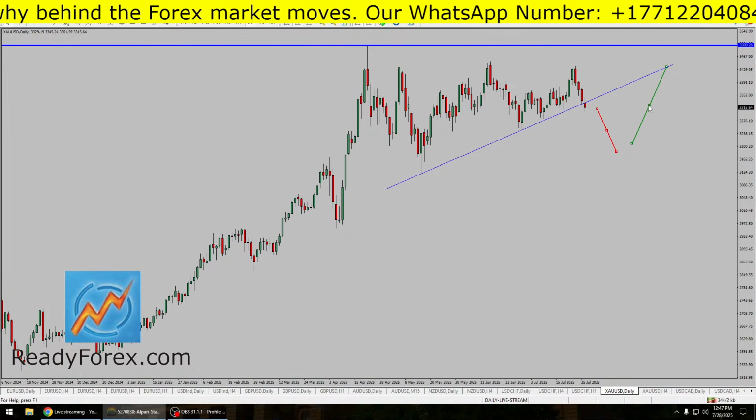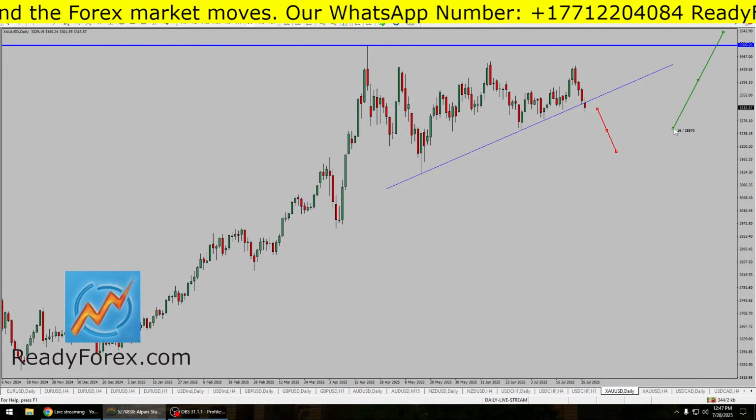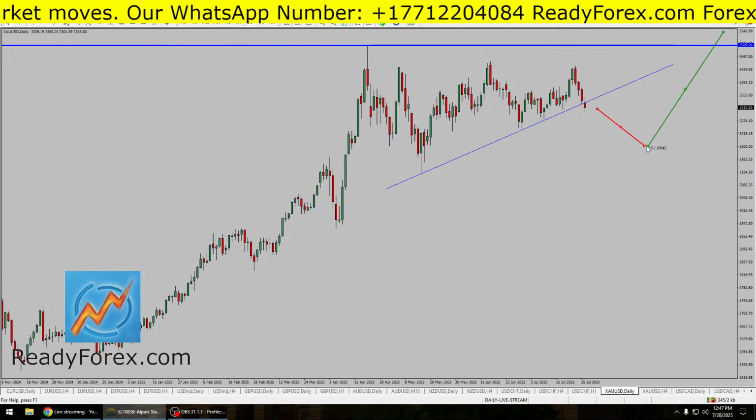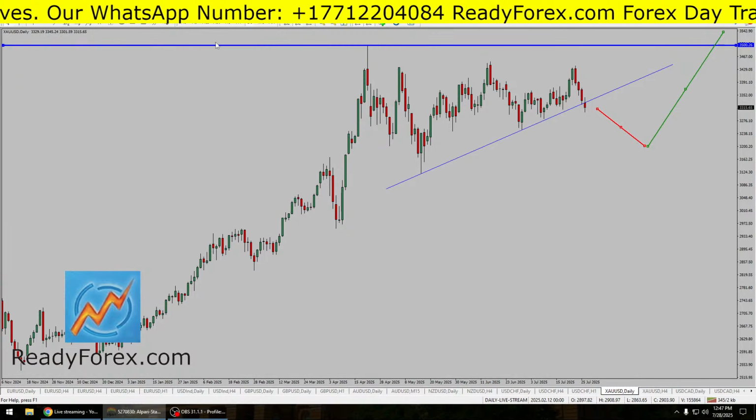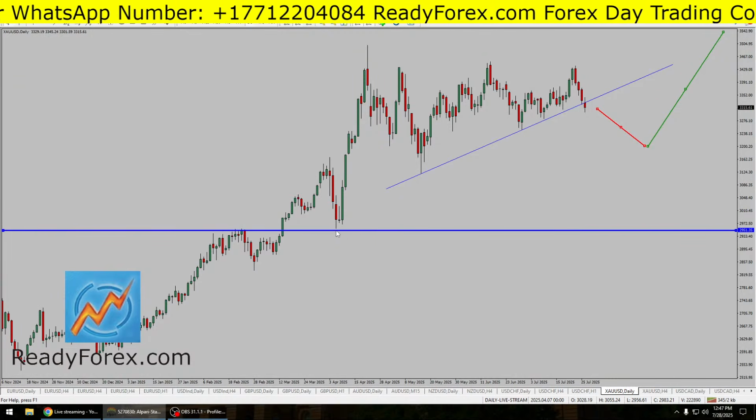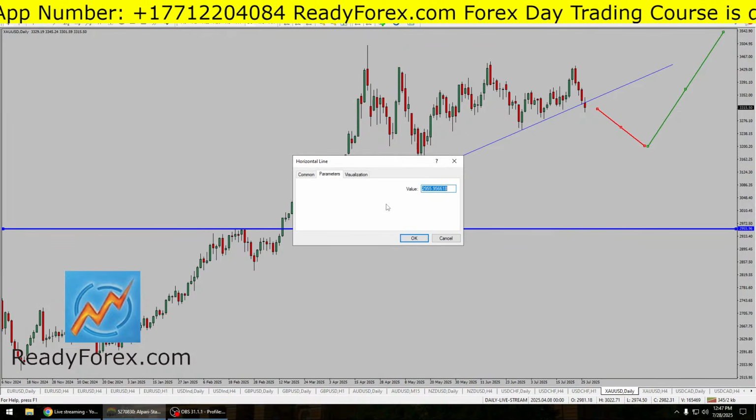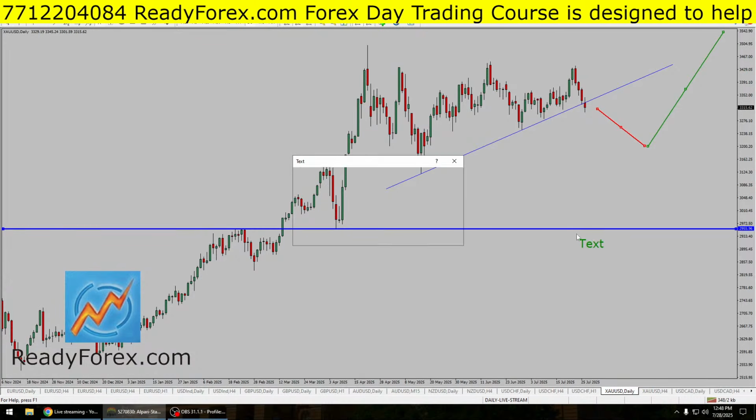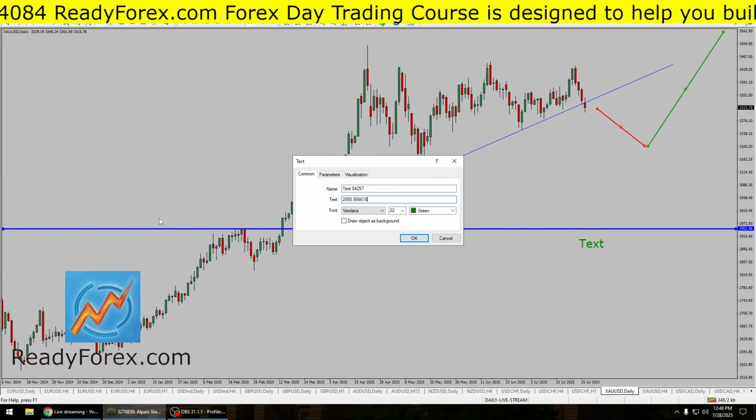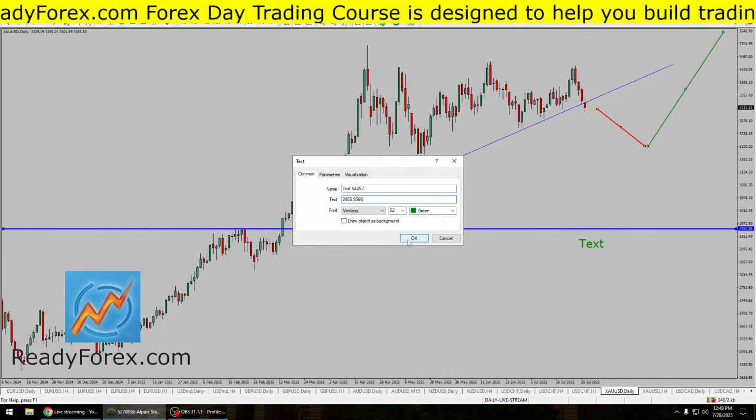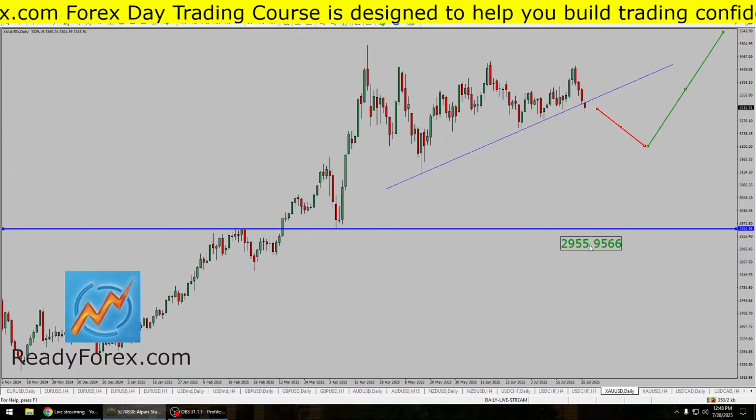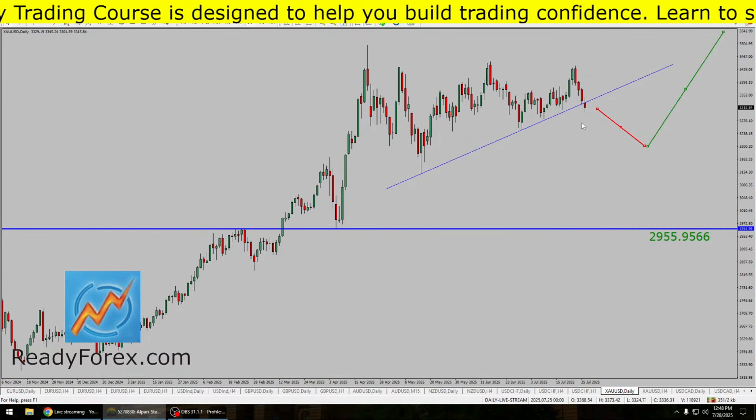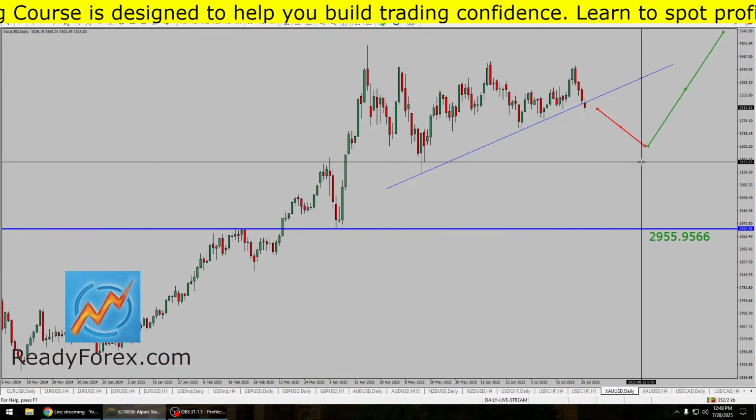Now, as far as the trend, what is the trend? The trend is up. It's a bullish trend going on inside the XAUUSD pair. So we have the support down over here. This is the support level. Let me write down the number over here: 2955.9566. That's the support area in spot gold, and I'm expecting a short-term bearish leg.